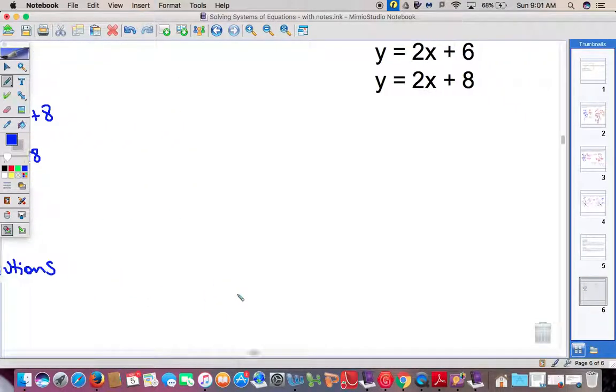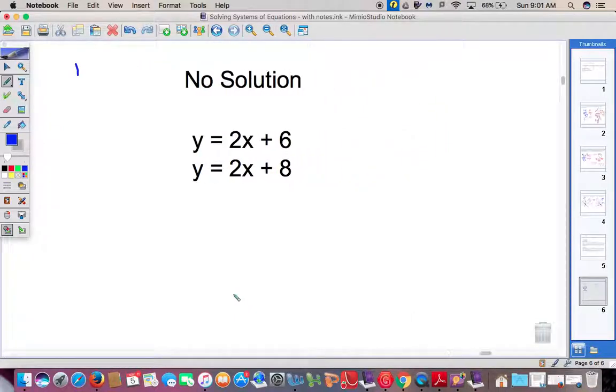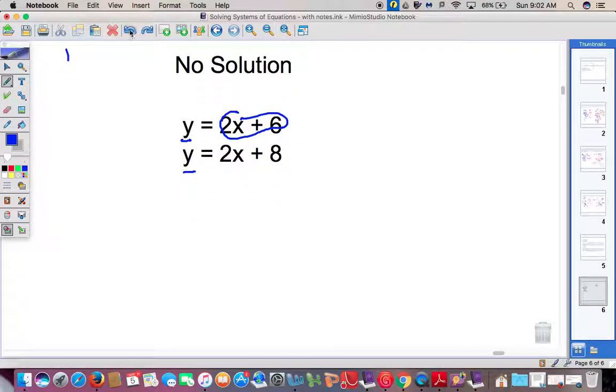My next set of equations is going to give me a no solution answer. Again, if I look at this, I have y equals 2x plus 6, and y equals 2x plus 8. If I want to solve for this, I would say, hey, these are both in terms of y, so let's substitute one for the other. So if I substitute 2x plus 6 into this equation for y, I'm left with 2x plus 6 equals 2x plus 8.